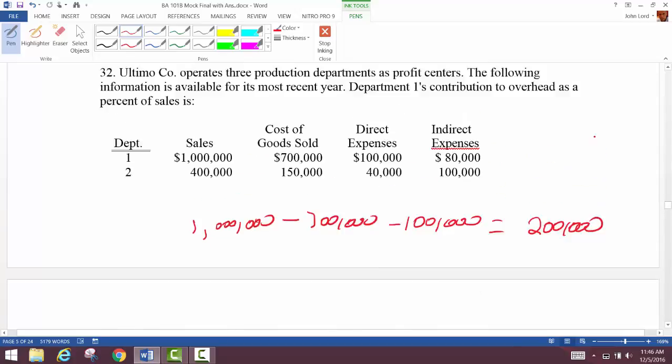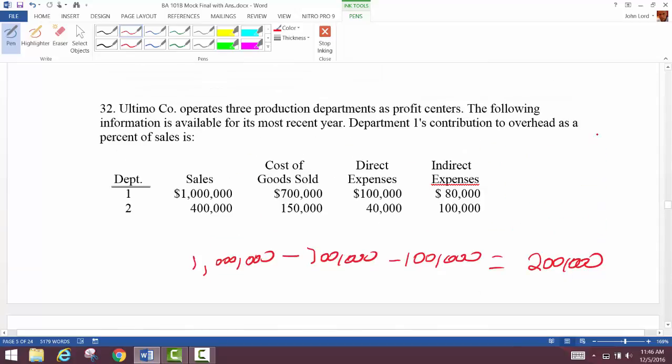Okay, so make sure you're comfortable with this: if I give you Department 1 in a question, you should be working Departments 2 and 3 for practice, right? And there's always a chance that the actual exam is going to have the other departments.